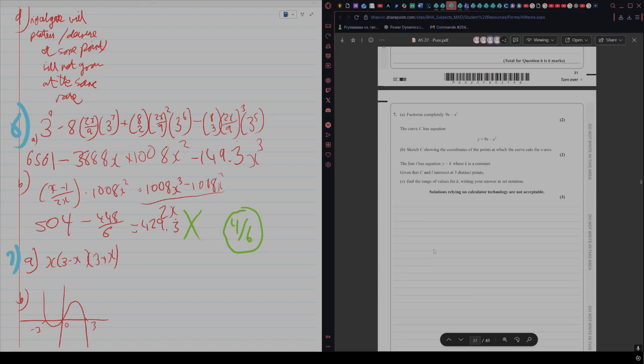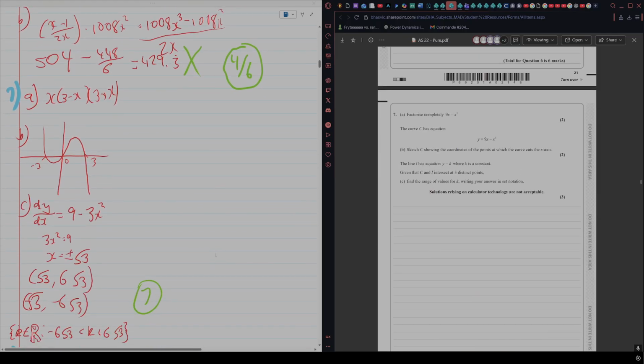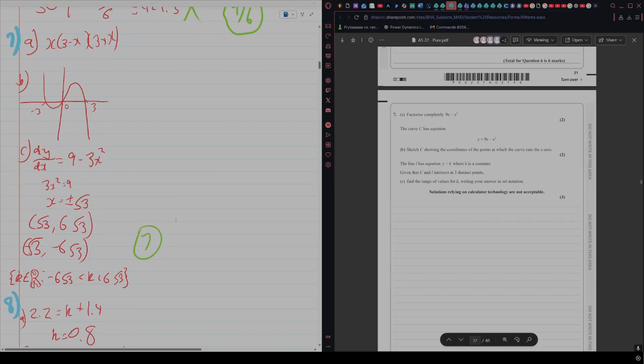Next question we have, this is a much easier question. We're just factorizing, this is just difference of 2 squares. Then next question we have to sketch it, which is just showing the roots, and there's no y-intercept to show because that is the y-intercept, 0, 0. And then find, it says the line where y equals k intersects.